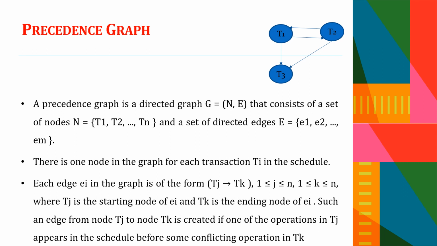For example, if you have two transactions T1 and T2, T1 is the starting node and T2 is the ending node. There will be a directed edge from T1 to T2 if one of the operations in T1 appears in the schedule before some conflicting operation in T2. That is, T1 precedes the actions of T2.